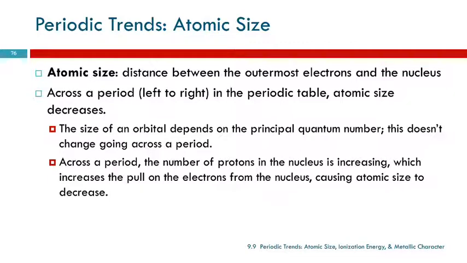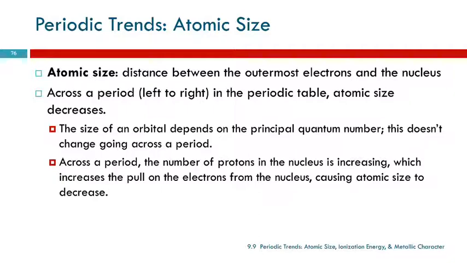like a radius. As we go across a period from left to right on the periodic table, the atomic size gets smaller. That's not what you would expect, right? You look at sodium has 11 protons, 11 electrons, and then chlorine has 17 protons and 17 electrons, and it weighs more. We expect that it would be larger, but it's smaller.